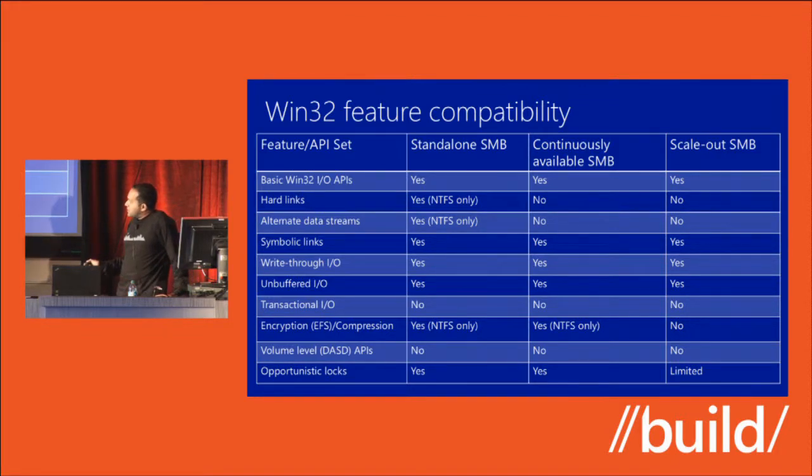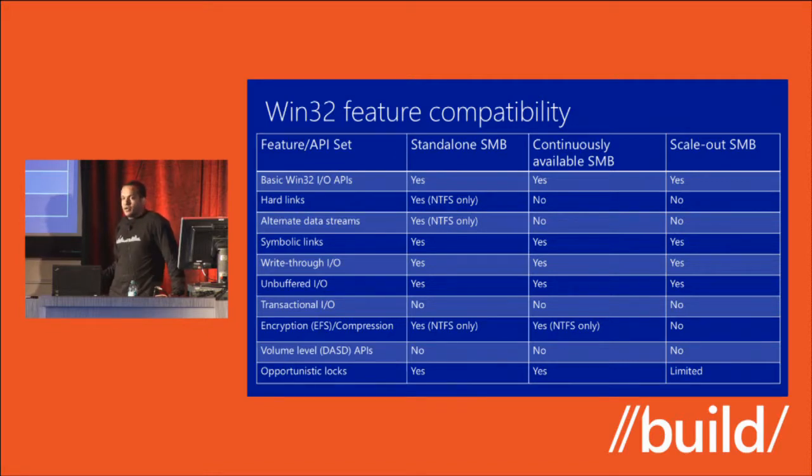Now, some of the limitations you can see with respect to hard links. Hard links, for example, don't give you continuous availability. So if you have a file with hard links, you don't get continuous availability. And same thing with alternate data streams. These are not used so much, especially alternate data streams are not extensively used. And then you get symbolic links, though.